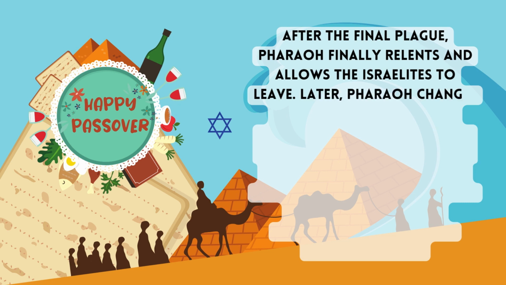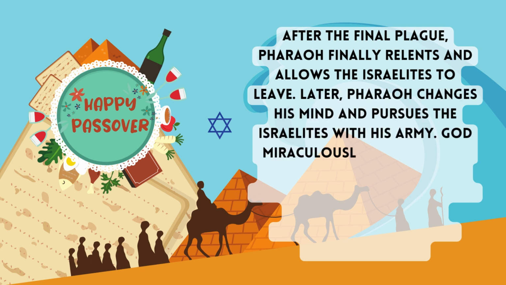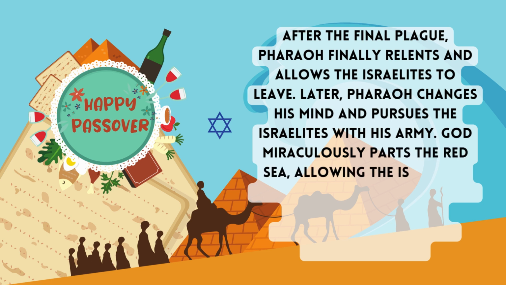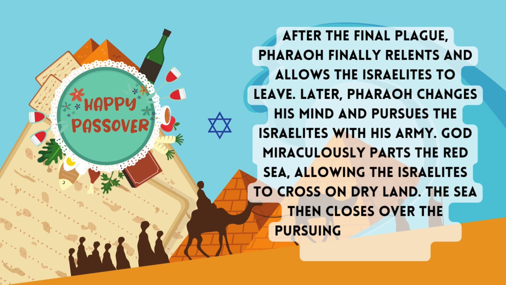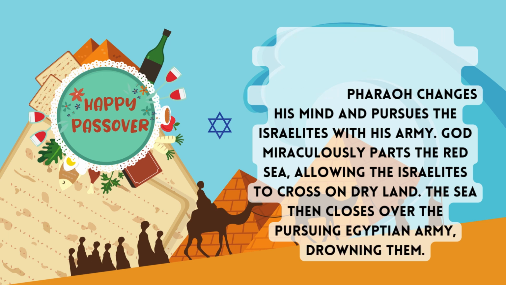Later, Pharaoh changes his mind and pursues the Israelites with his army. God miraculously parts the Red Sea, allowing the Israelites to cross on dry land. The sea then closes over the pursuing Egyptian army, drowning them.